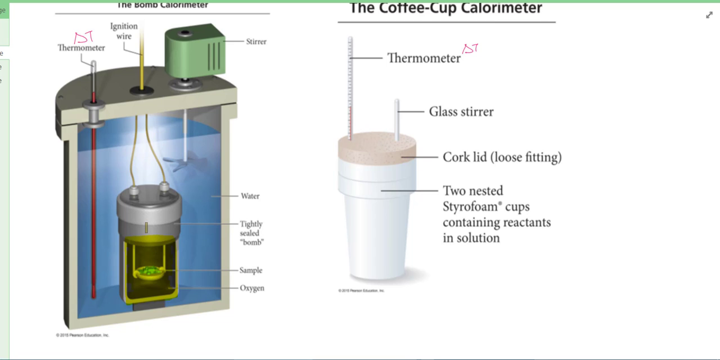So a lot of times in lab, we go with coffee cup because that whole expense is a lot cheaper than this expense. And for our purposes, we get good enough results in Gen Chem 1 and Gen Chem 2.